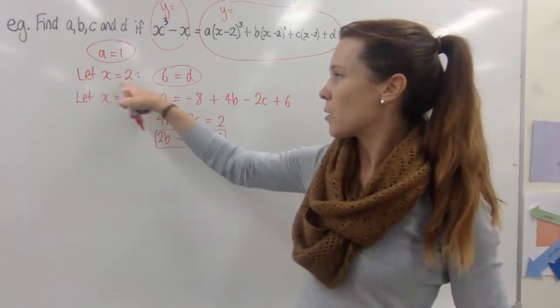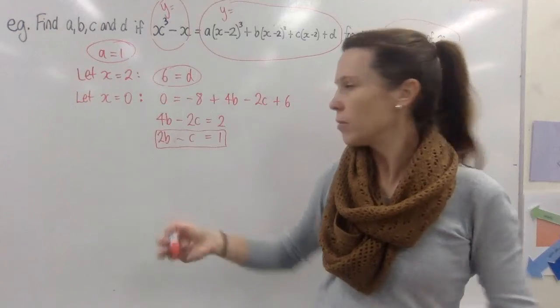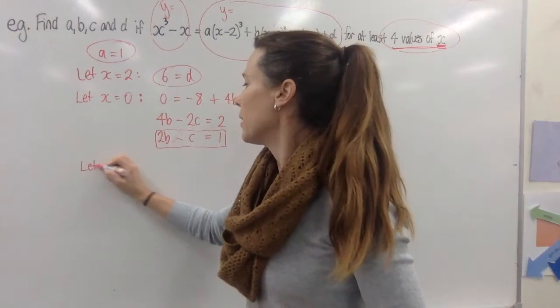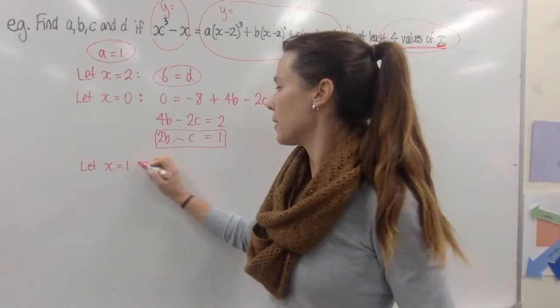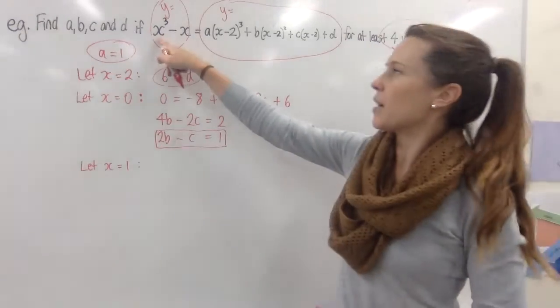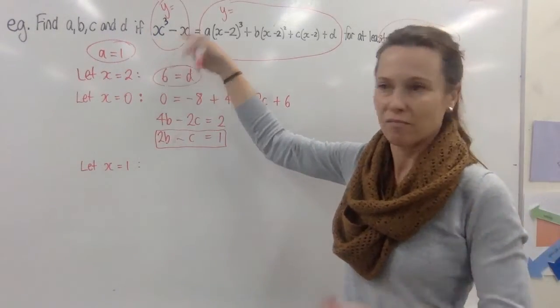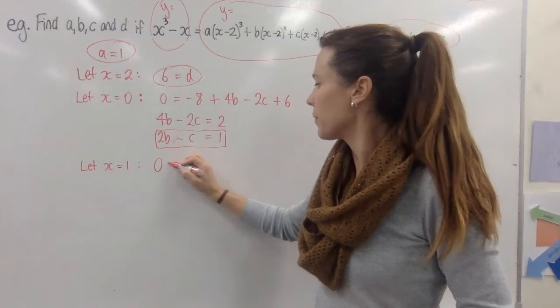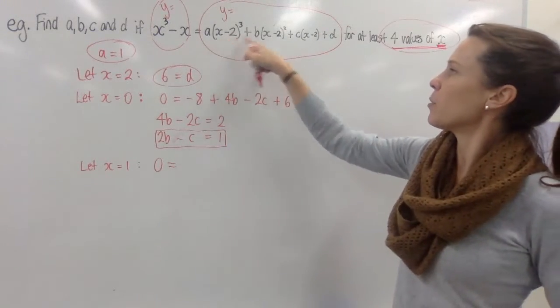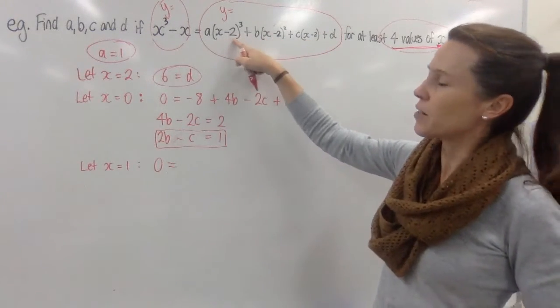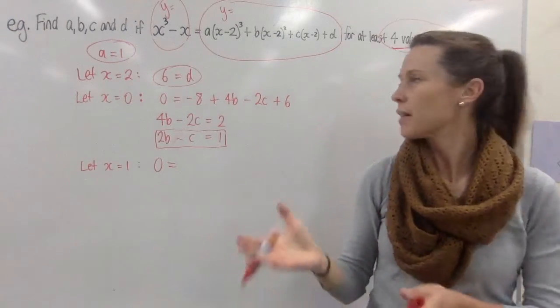Now, I've let x equal 2. I've let it equal 0. Let's find something else that it could be. How about something like 1? That seems pretty straightforward. On this side, we're just going to have 1 cubed minus 1. 1 minus 1 is 0. That's good. And on this side, every one of these sets of brackets is 1 minus 2. That's negative 1. That's nice and easy to work with.